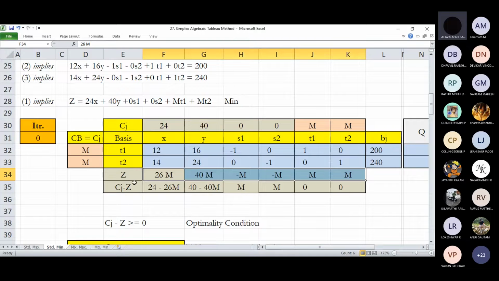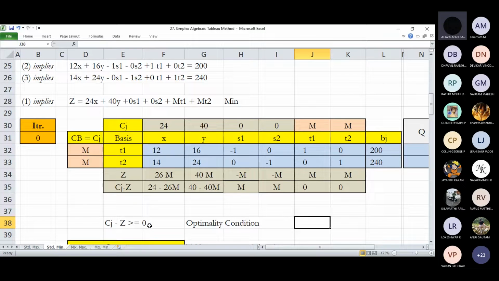Then we subtract z from Cj. So Cj minus z is 24 minus 26M. 40 minus, since z is 40M, 40 minus 40M. And 0 minus minus M is M. And 0 minus minus M is M. And M minus M is 0. So here also M minus M is 0. So in this case, we have clearly noted that. A very important condition in minimization cases: Cj minus z is greater than or equal to 0.